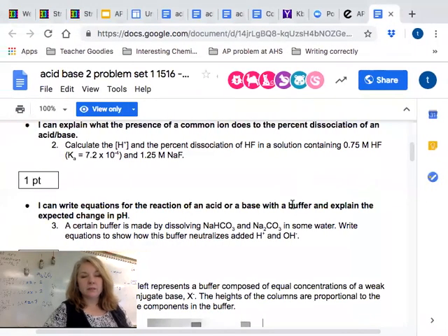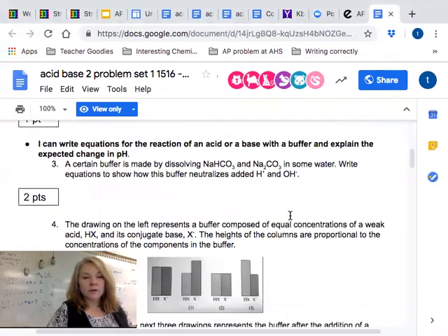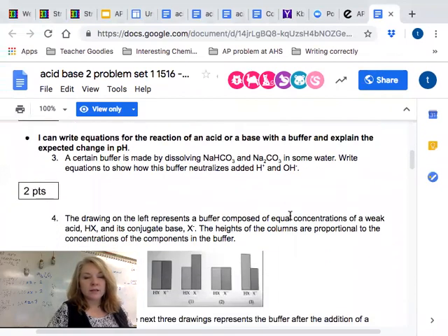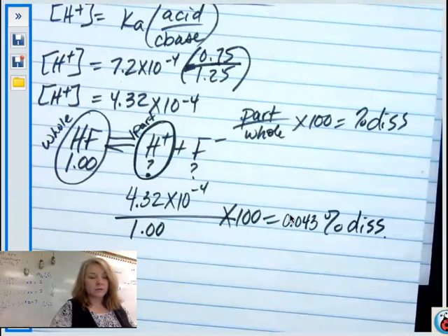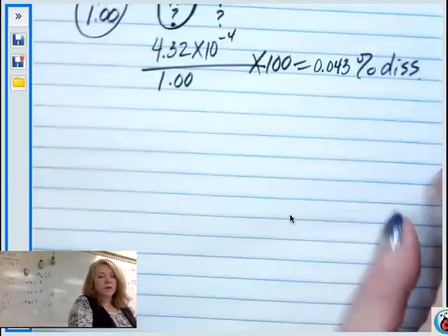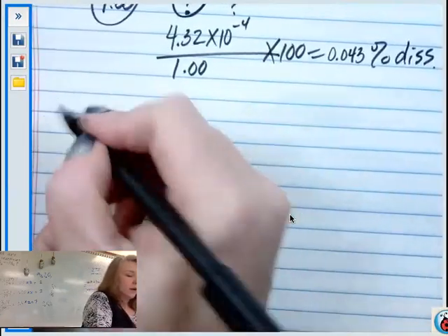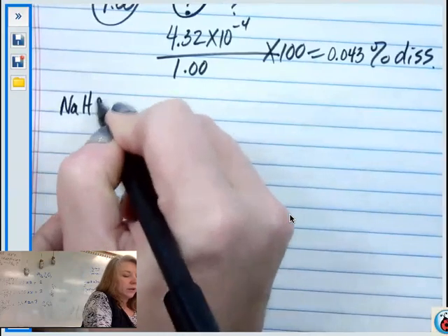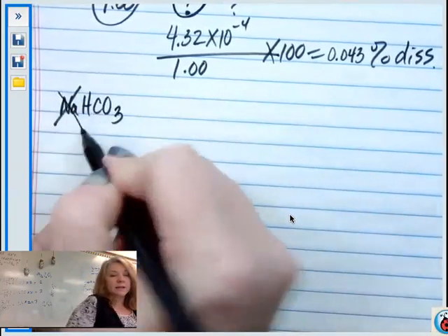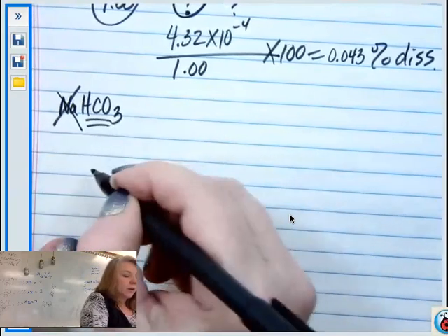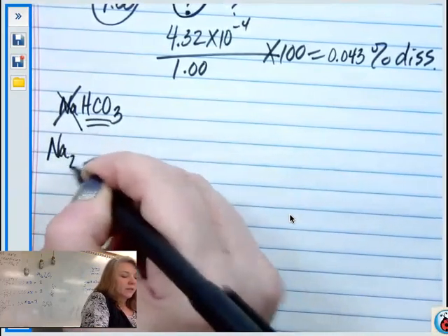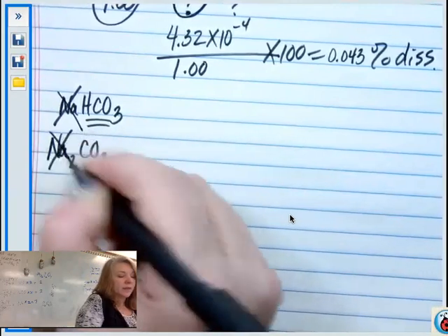See if there's anything else that might cause you some grief. It says write equation to show how this neutralizes. So on number 3, you're ignoring the Na part. You're working with the other part. So you've got NaHCO3. Don't care about that because it comes from a strong base. So this is interacting with water. And then your other part was Na2CO3. We don't care about that.